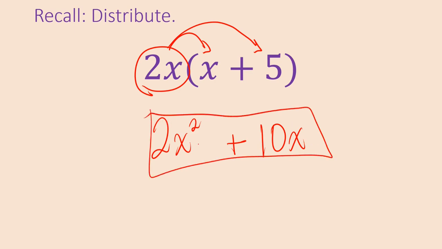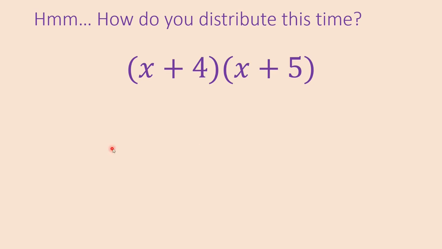Okay, so today we're going to look at an expression that looks a little bit different. It still says we need to distribute, but instead of just having one term out front, how many terms do I have inside this set of parentheses? Well, this is 2 terms right here. I have an x and I have a 4. So how do you think I'm going to distribute this time?